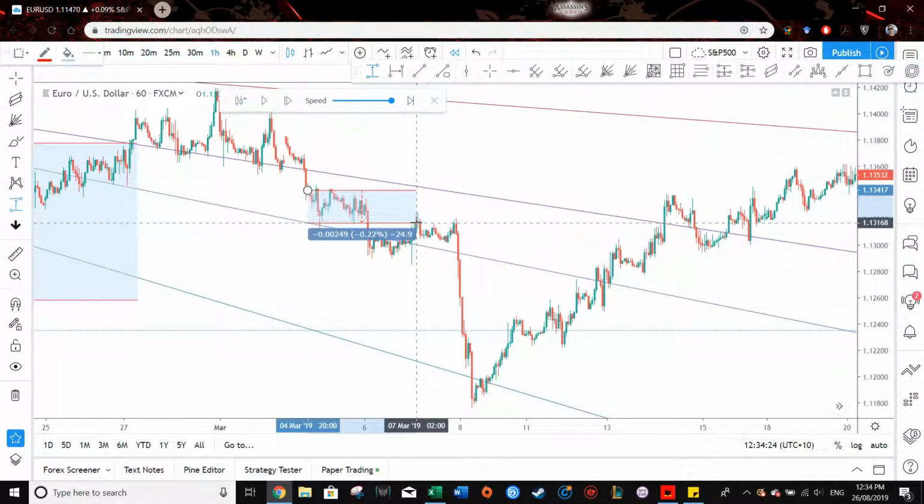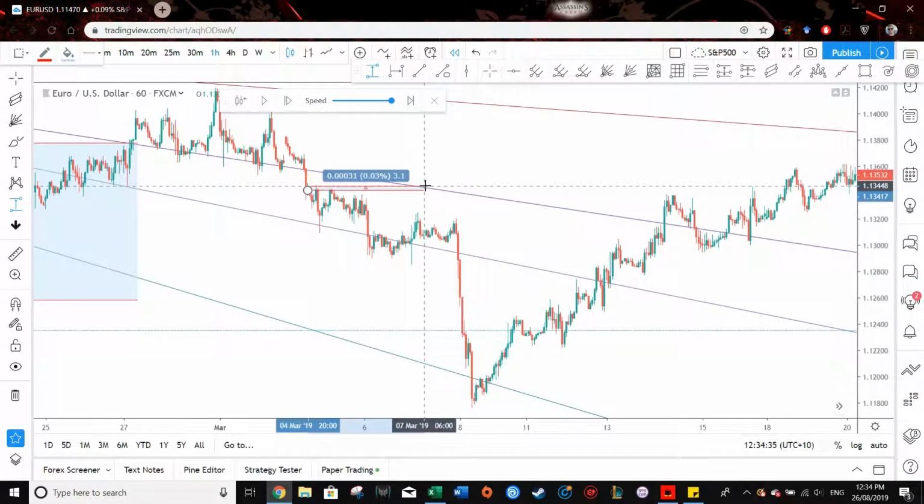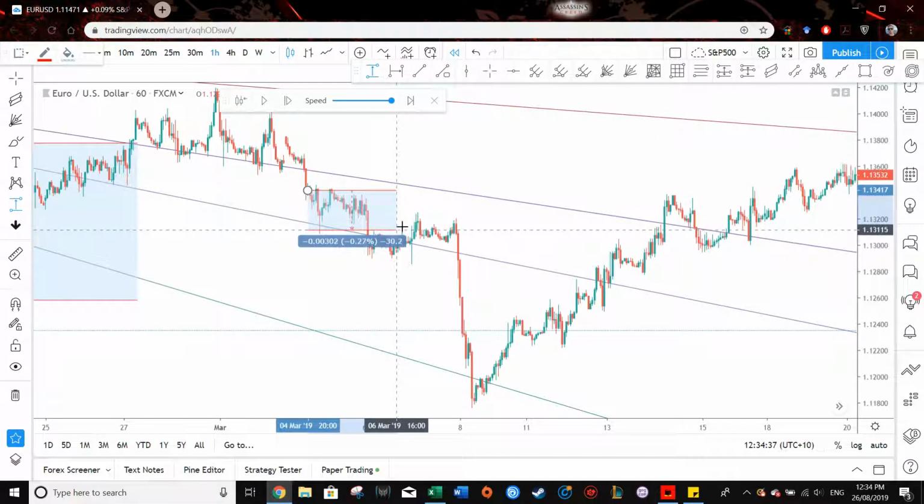Your next test is going to be here. It's broken it. Happy days. But it's found support. It's going into sideways. It's broken up it again. But would you exit the trade right here? Would you exit the trade? I wouldn't really know. Probably not, actually.